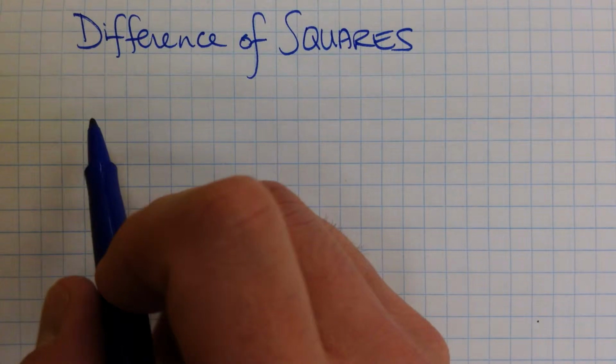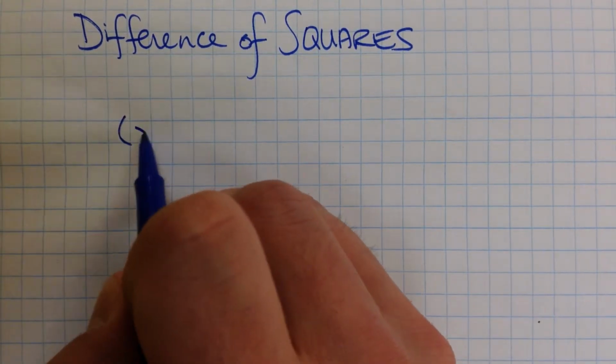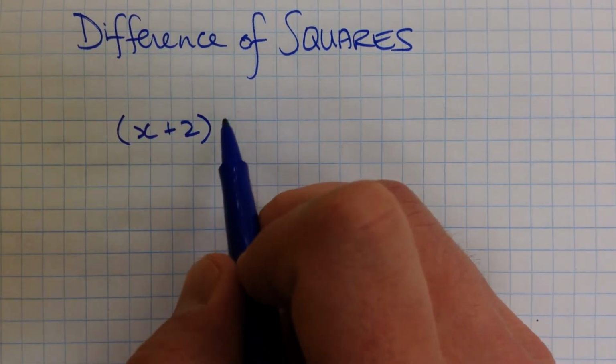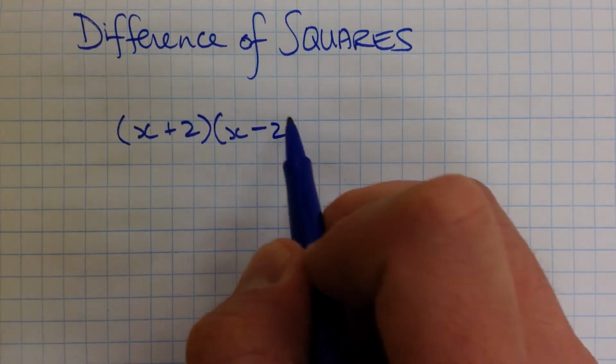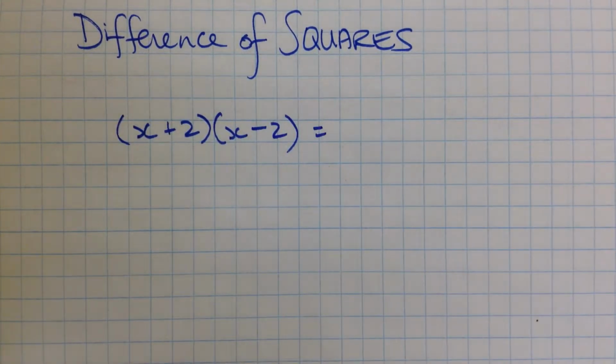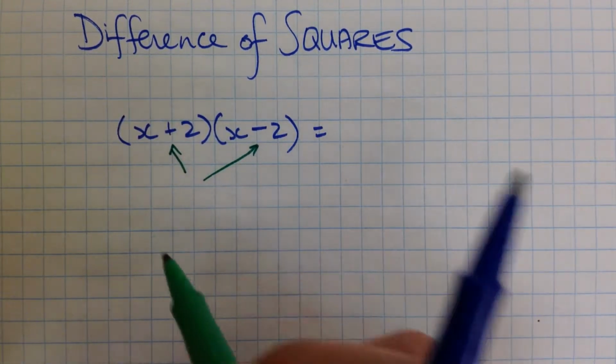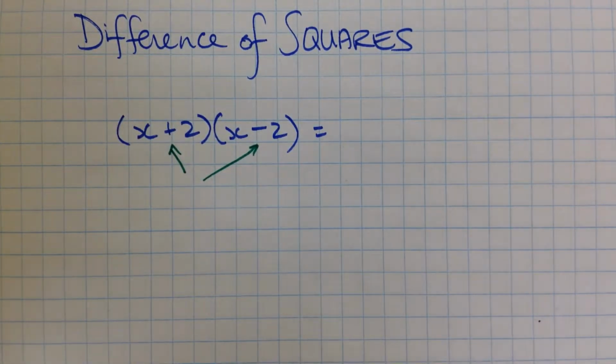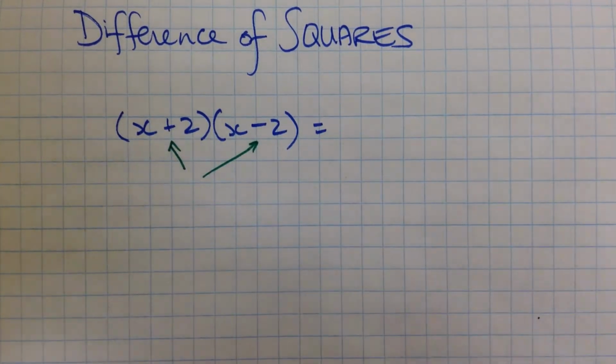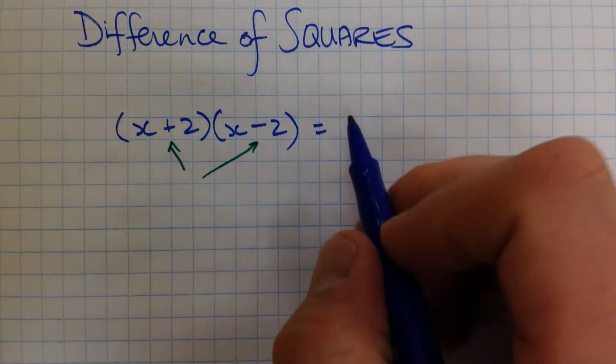So let's start with the opposite end. We'll take two binomials and expand them, multiplying these two binomials, x plus 2 times x minus 2. And the key thing here is noticing that I've got the same values here and here with different signs, and also the x's are the same here. So let's try this out.